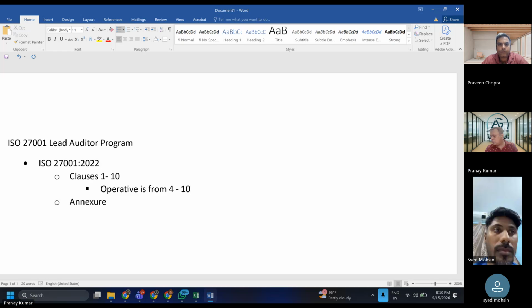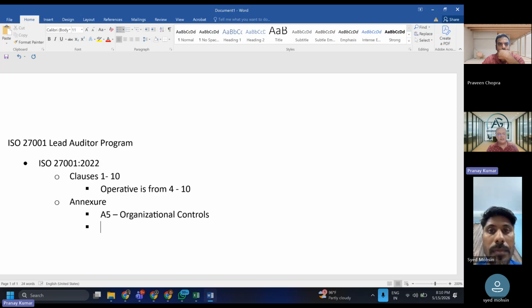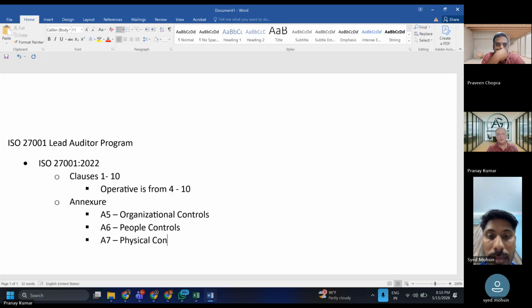While the 27001 annexure is broken into 4 areas: one which we refer to as A5, which is a set of organizational controls; A6, which is a set of people controls; A7, which is a set of physical controls; and finally A8, which is a set of technological controls.